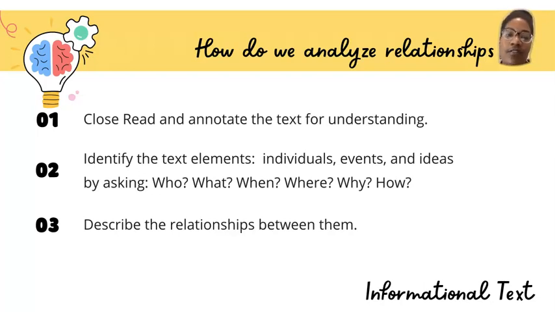Well, number one, of course, always we need to close read and annotate the text for full understanding. And in our close reading and annotating, some of the things that we need to identify are our text elements, those individuals, events, and ideas by asking ourselves who, what, when, where, why, and how. And then lastly, we need to describe the relationship between them. And that deals with the type of text we're dealing with, as well as the text structures that are used in that text. So we're going to talk about that a little bit.